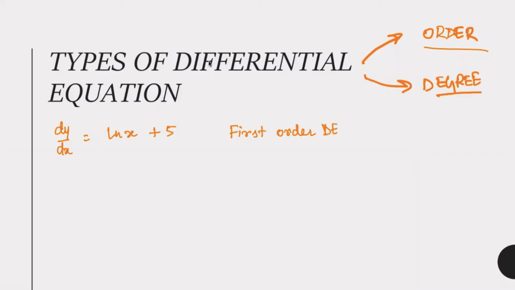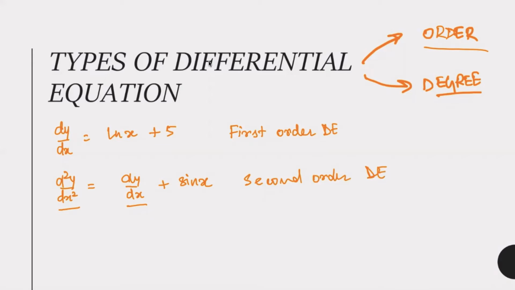differential equation. Now, let's suppose you have some equation like d square y over dx square, dy by dx plus sin x. Now, over here we have two derivatives. One is the first order derivative. Second is the second order derivative. So what is the highest order of derivative in this equation? That is second order. So this equation is a second order differential equation.